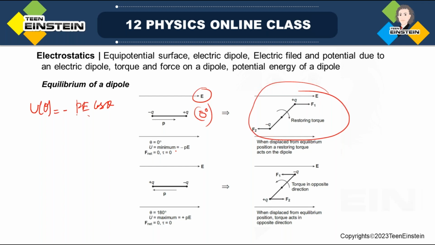Now when theta is equal to 0, this is P, this is E, both are in the same direction. So in that case, the angle between them is theta equal to 0 degree, as you see here. And at 0 degree and 180 degree the dipole will not have any torque acting on it, neither will it experience any force.